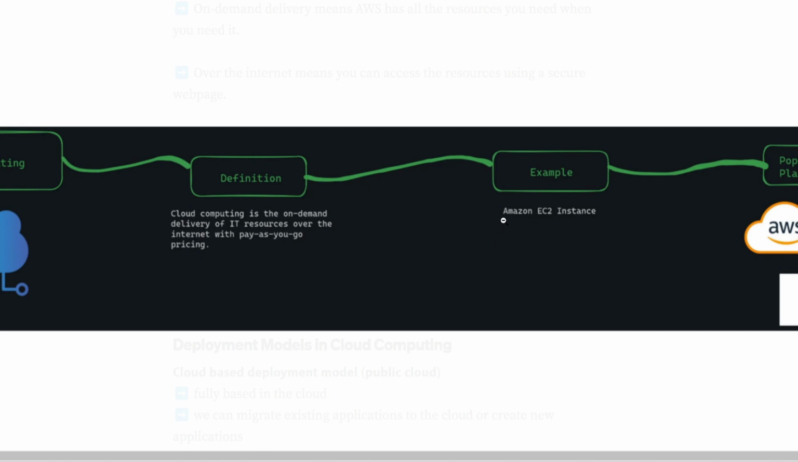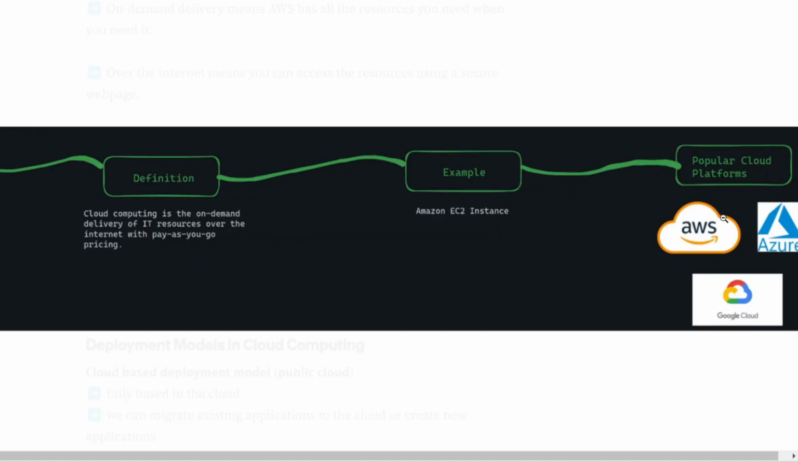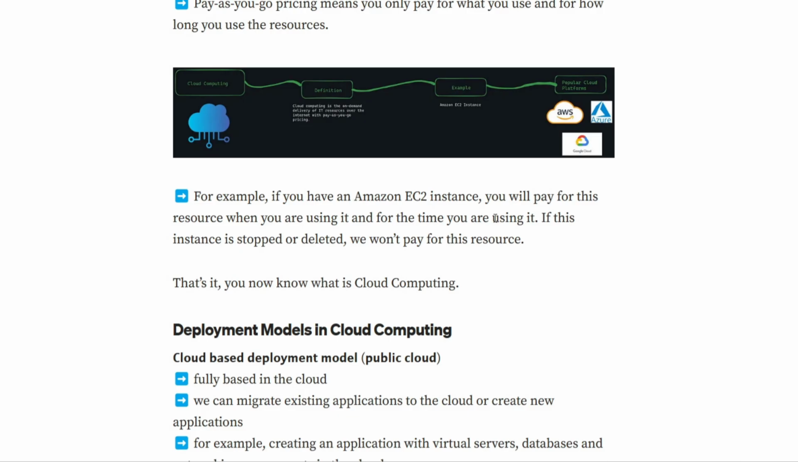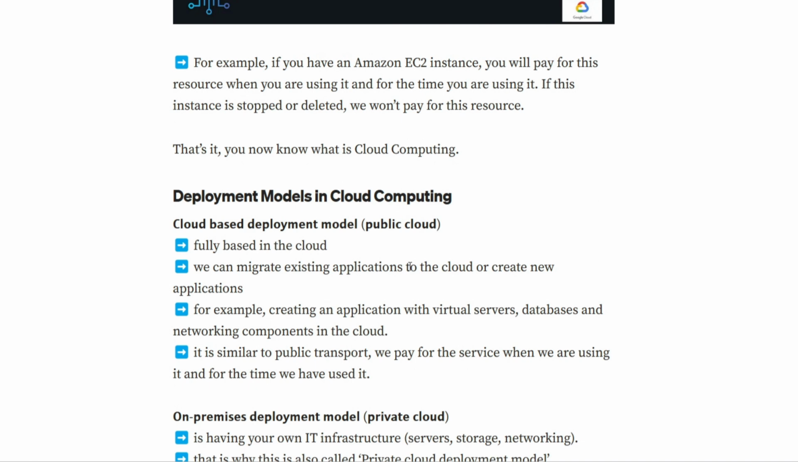For example, imagine you have an Amazon EC2 instance. Amazon EC2 instance is a compute service provided by AWS. You can look into it in detail. You can understand what exactly it is. And these are the popular cloud platforms: AWS, Azure, and Google Cloud. If we have an Amazon EC2 instance, you will pay for this resource when you are using it and for the time you are using it. If this instance is stopped or deleted, we won't pay for this resource. That is pretty much about cloud computing. You now know what cloud computing is. Now let's move on and see the deployment models in cloud computing.